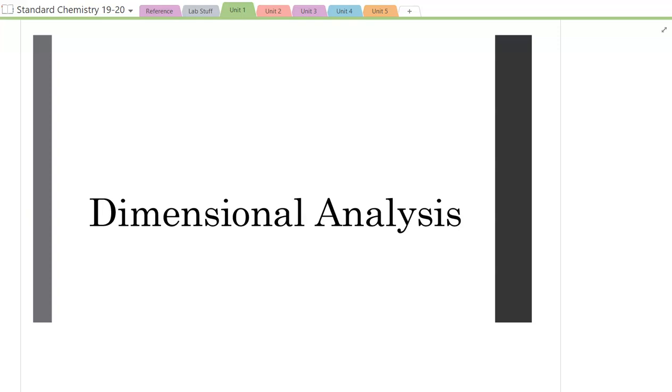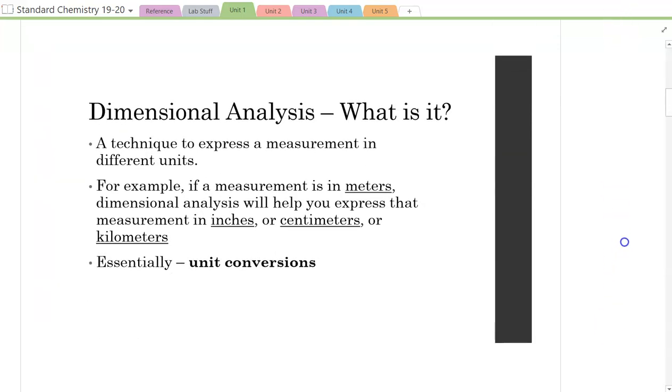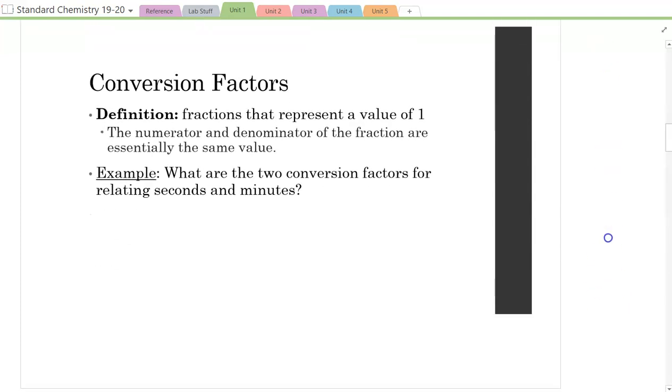All right, let's go ahead and take a look at something called dimensional analysis here. Essentially, it's a technique to express a measurement in different units. So if I'm giving you meters, you should be able to figure out inches, centimeters, or kilometers. And the best way to do that, or at least the most consistent way that we're going to use in this class, is to use something called dimensional analysis. It's a fancy word basically for unit conversions, switching from one unit to another.